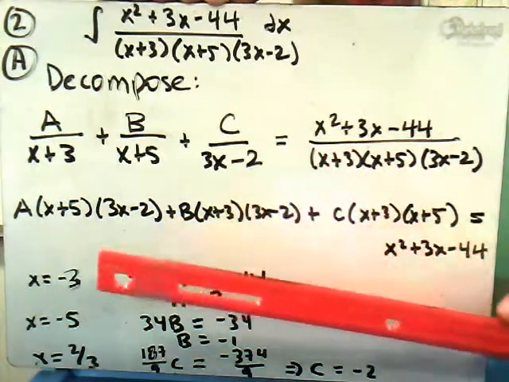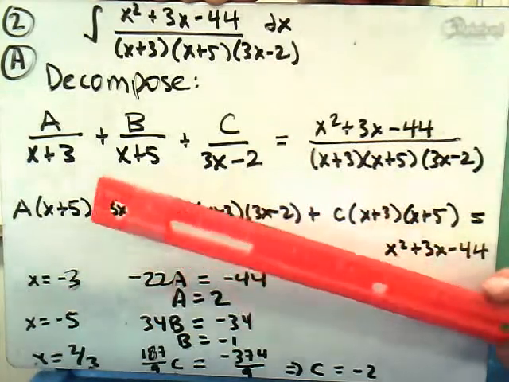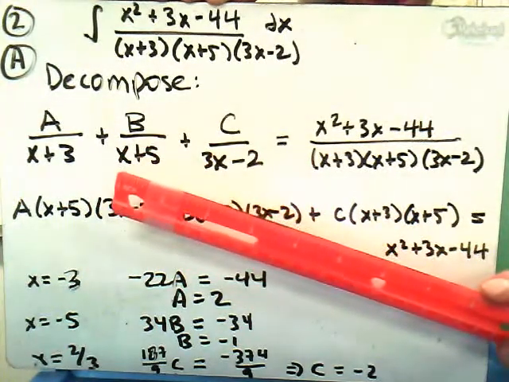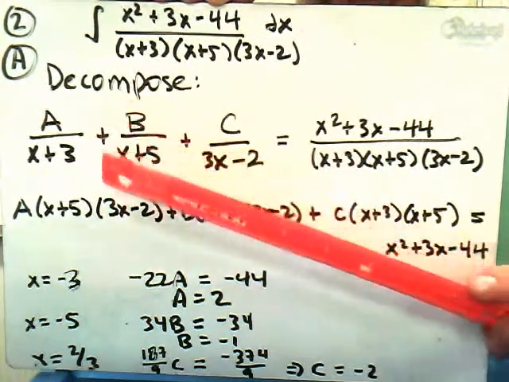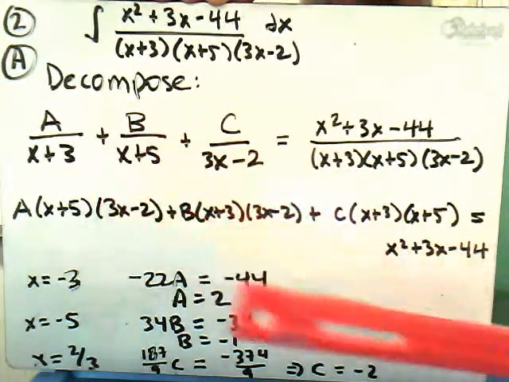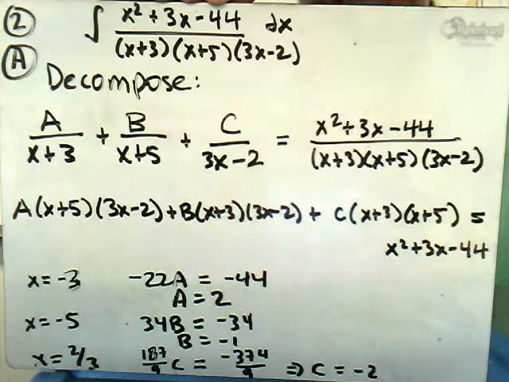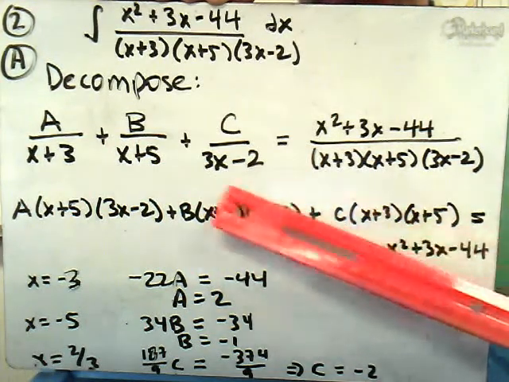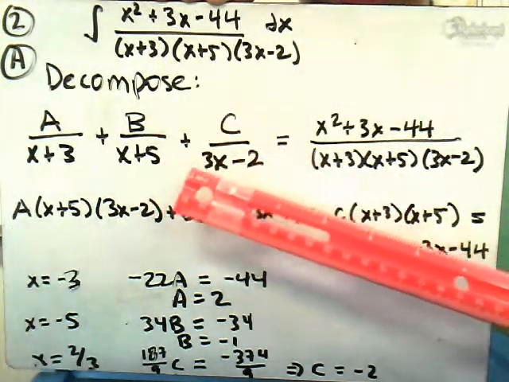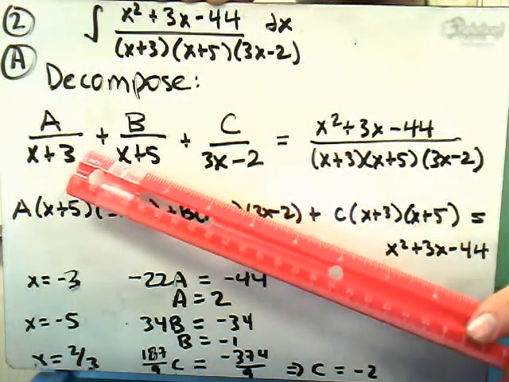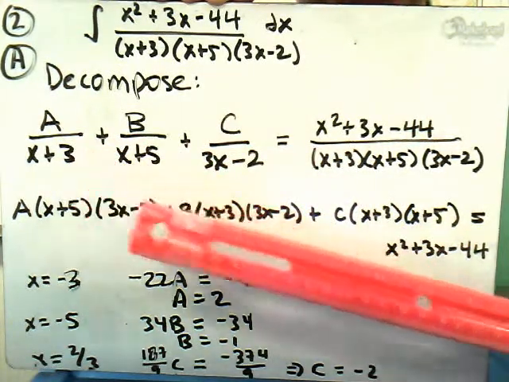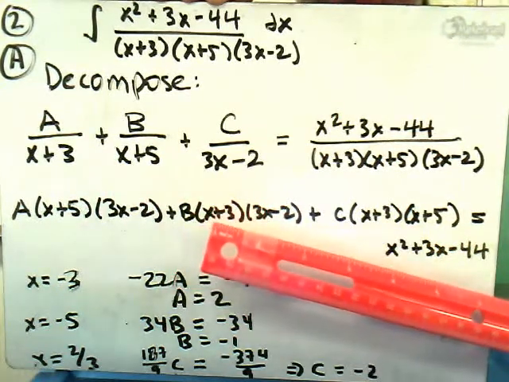Now, if we take a look at this, in order to find a common denominator, what we need to do is, for the fraction involving the a, multiply by the factors of x plus 5 and 3x minus 2, because those are the only remaining factors that aren't already part of the denominator of the a over x plus 3.